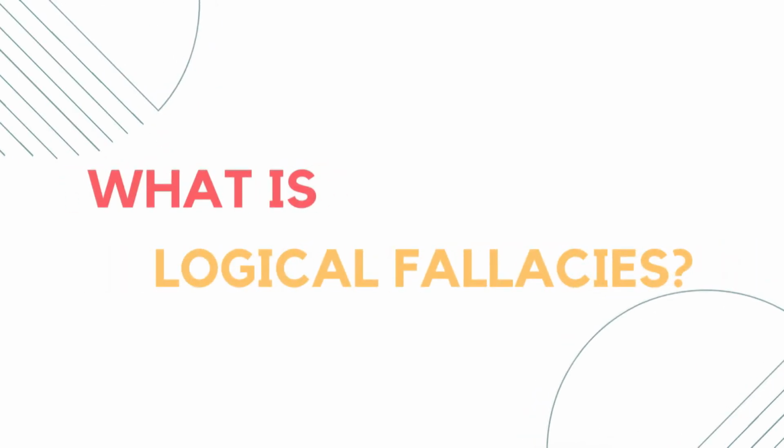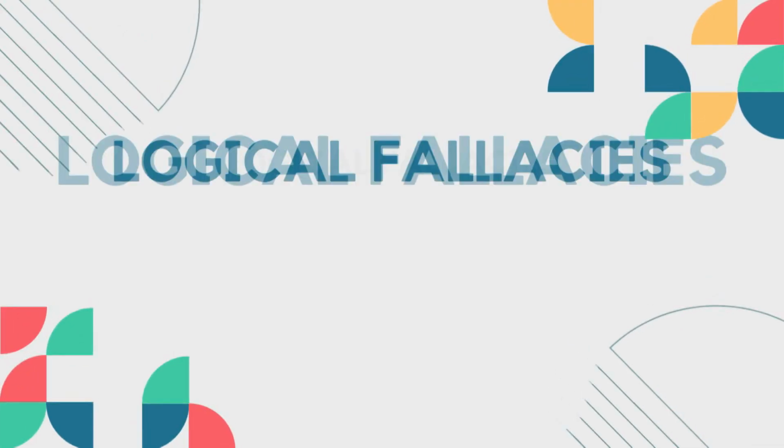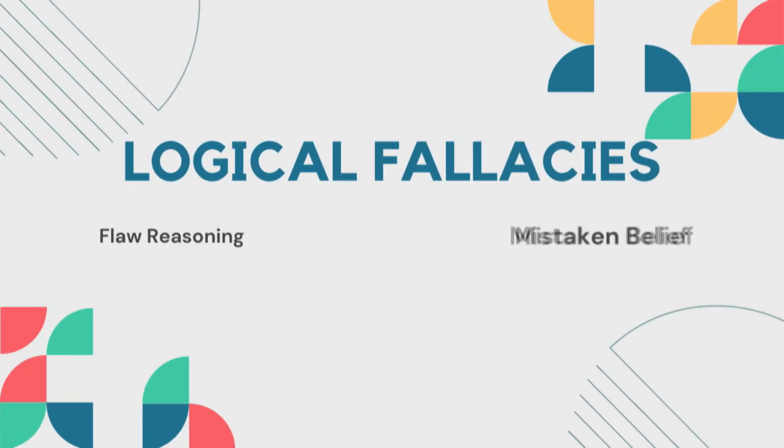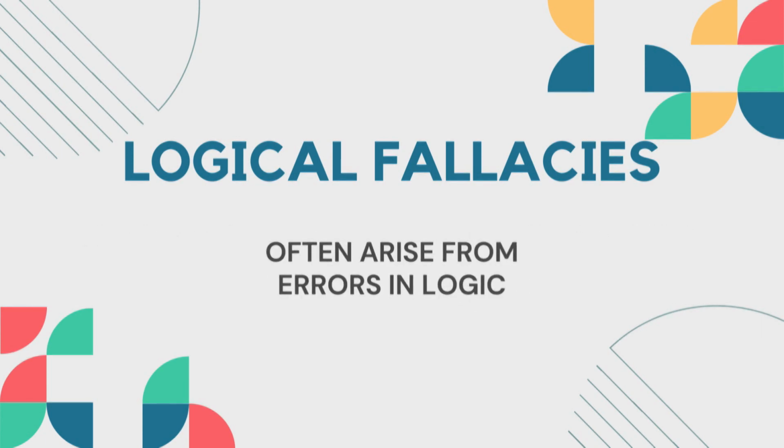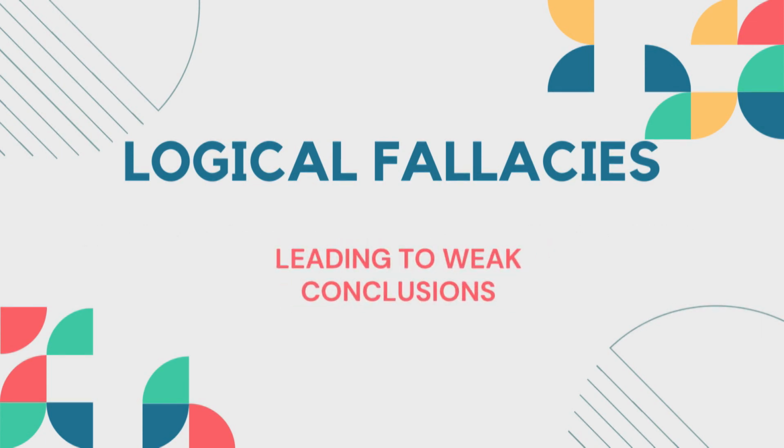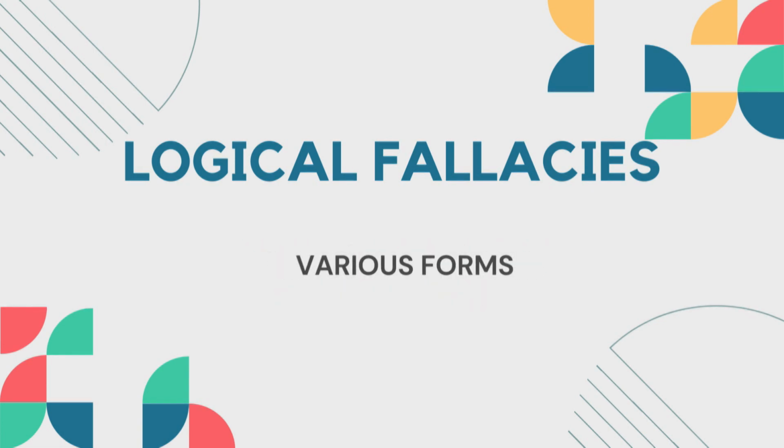Before we start, let's get to know what logical fallacies are first to understand better. A logical fallacy is a flaw in reasoning, or a mistaken belief based on unsound arguments. They often arise from errors in logic or the misuse of evidence, leading to invalid or weak conclusions. Logical fallacies can appear in various forms, such as misleading statements, unfounded assumptions, or irrelevant distractions.